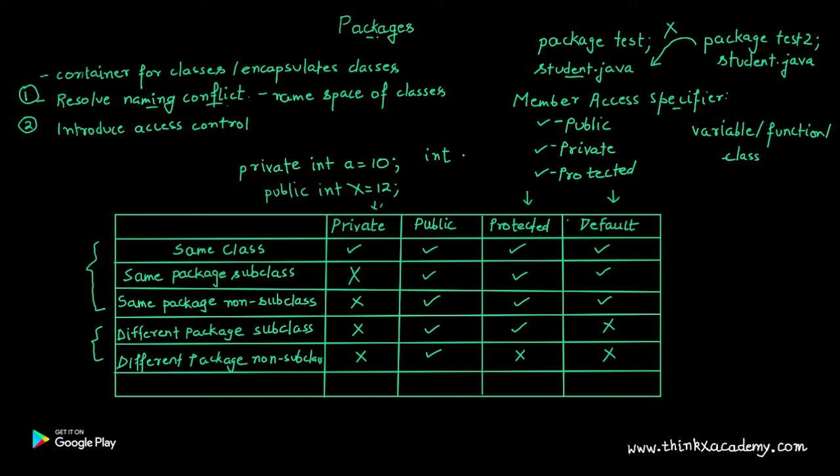So let's suppose in the default case I assign a variable y as 13. You can see that I have not mentioned any member access specifier. So in that case you can access this variable in the same class of the same package. You can access it in the same subclass, same package. You can even access it in some other class or some non subclasses of the same package, but you cannot access this variable y, which is the default case, in different packages.